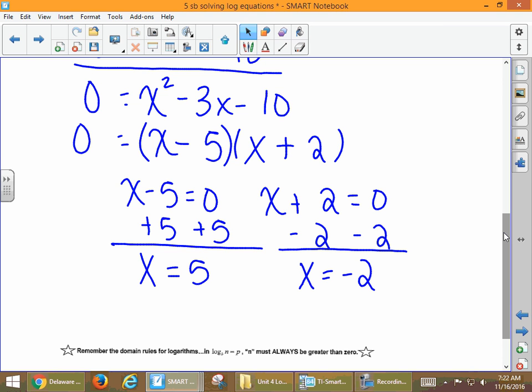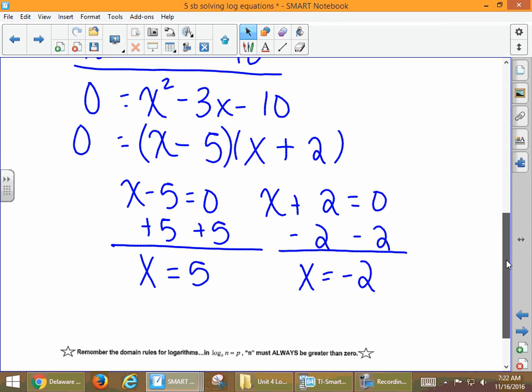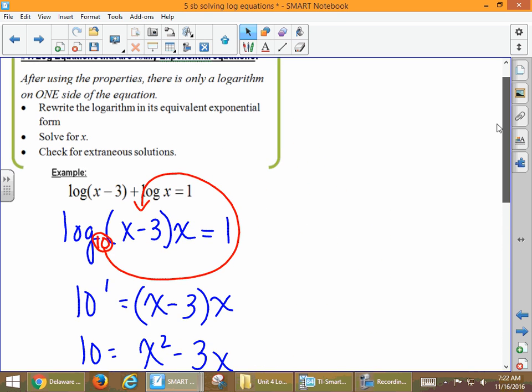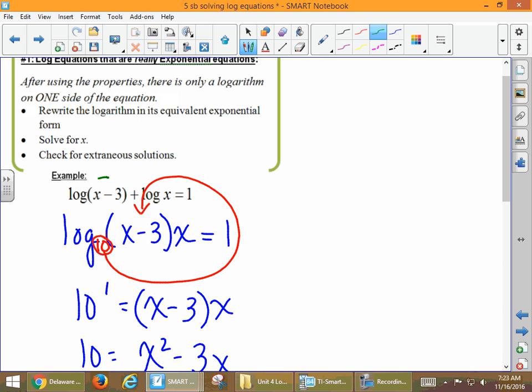That means we need to take our answers and go back into our original equation and make sure that this part of the logarithm, oftentimes called the argument, has to be positive. x has to be greater than 0. That value has to be greater than 0 for our domain. This value must be greater than 0. It has to be a positive value.